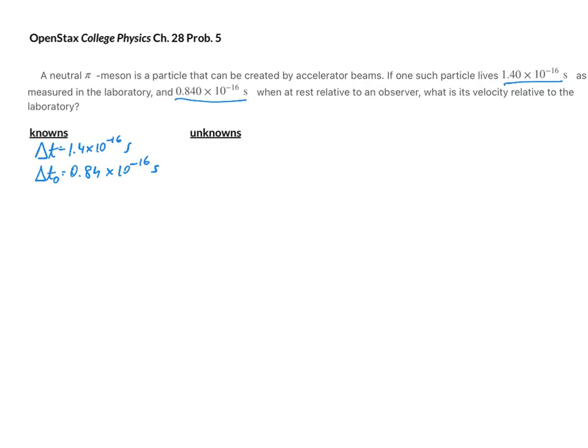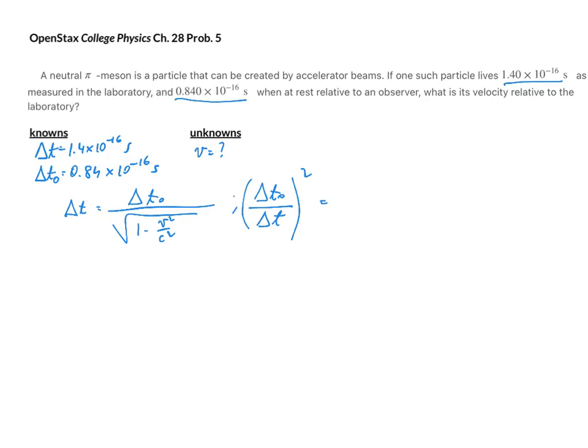So now we're looking for the speed. And now that we know the knowns and unknowns, the rest is just plugging into the equation. So we know that delta t is delta t naught divided by the square root of 1 minus v squared over c squared. So if I rearrange this, delta t naught divided by delta t, I'm going to square it right away, is going to be equal to 1 minus v squared over c squared. So I'm basically doing algebra and skipping a few steps.